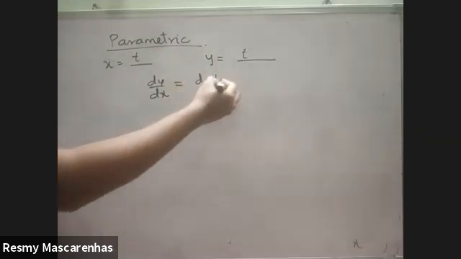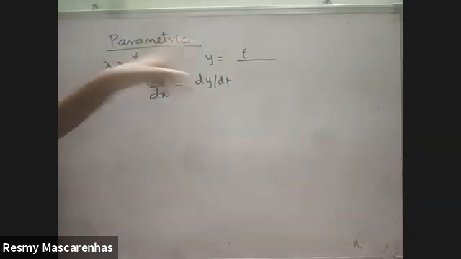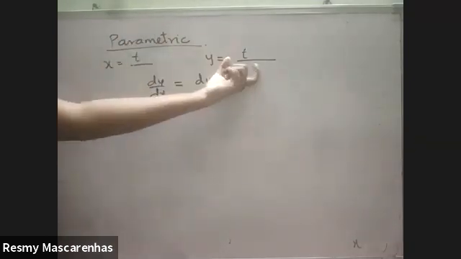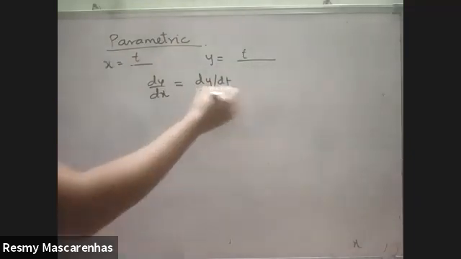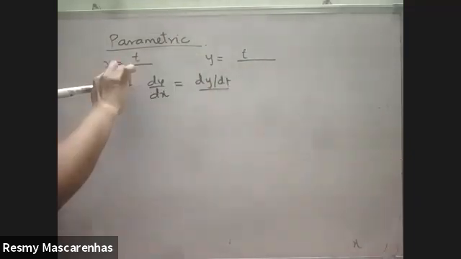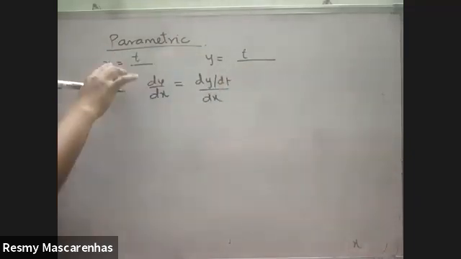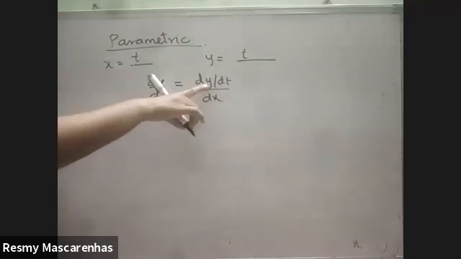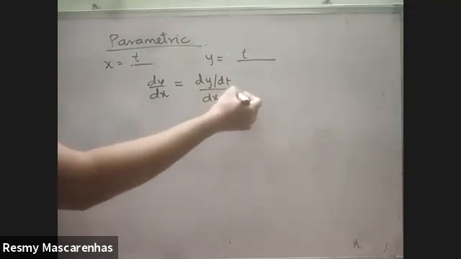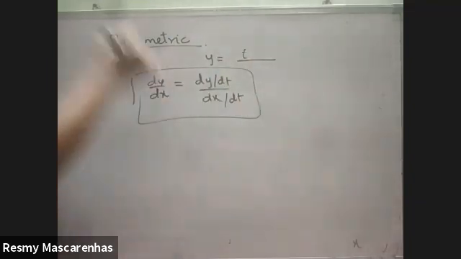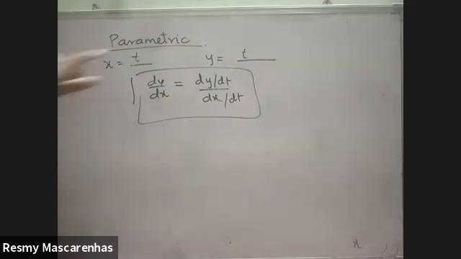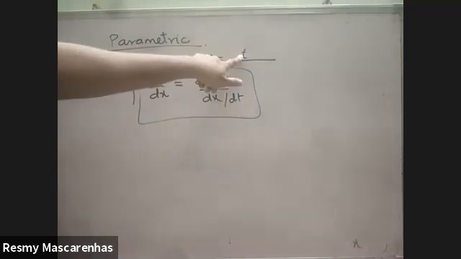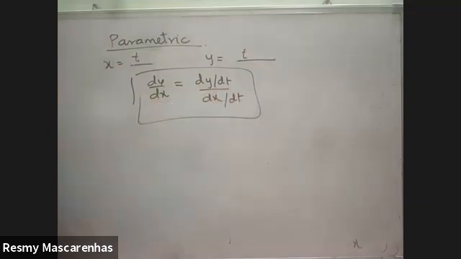So for parametric, dy by dx will be dy upon dt. First we'll have to separately differentiate with respect to t, both the places. And then the y answer upon the x answer. Please do not do x upon y, it will be wrong because dy by dx means y term first, then x. So this will be the formula for parametric. First differentiate separately with respect to whichever variable they give. If it is theta, it will be theta over here.